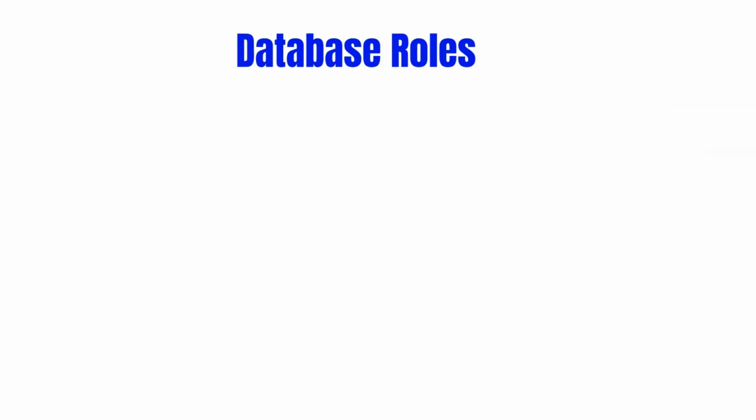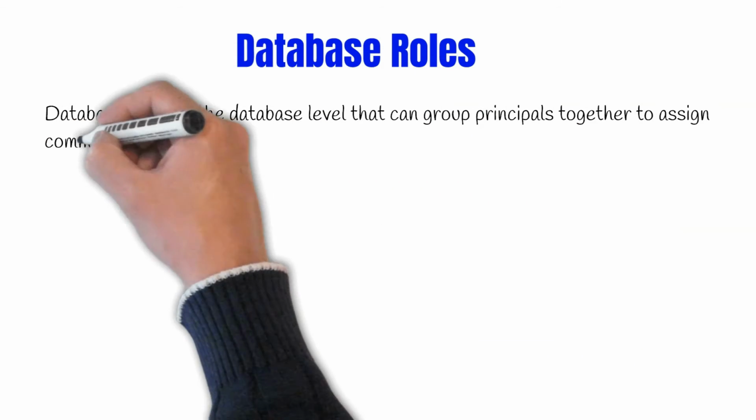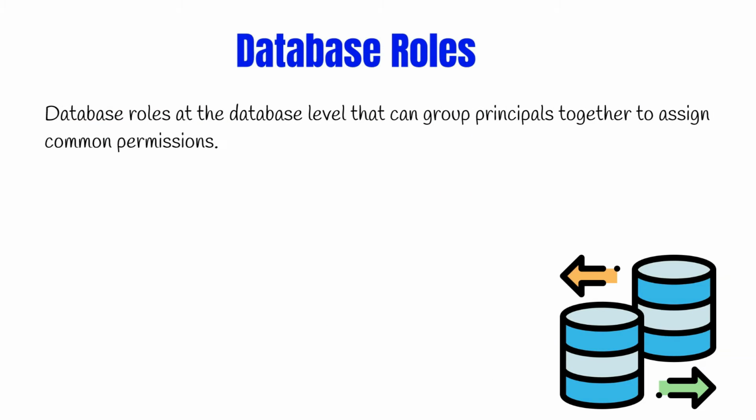So we have seen how security at the instance level is managed using login and server roles. Security at the level of individual database has a similar model, consisting of database users and database roles. So just as there are server roles at the instance level that can help manage permissions, there are also database roles at the database level that can group principals together and assign them common permissions.